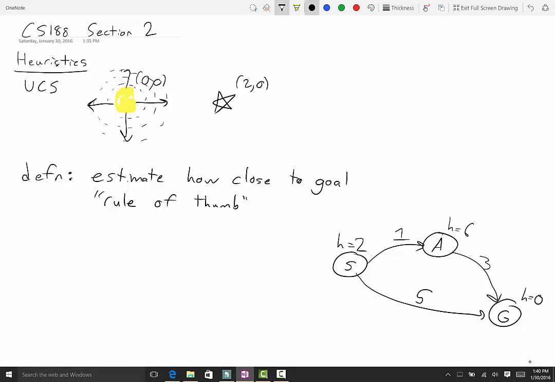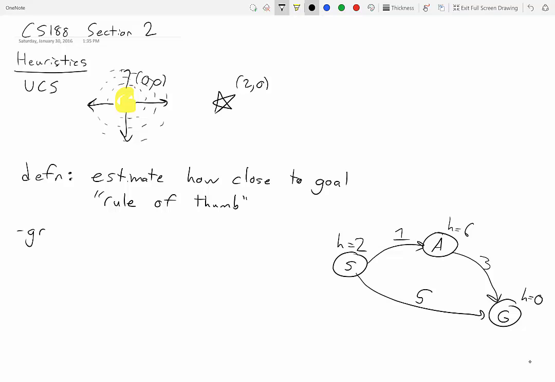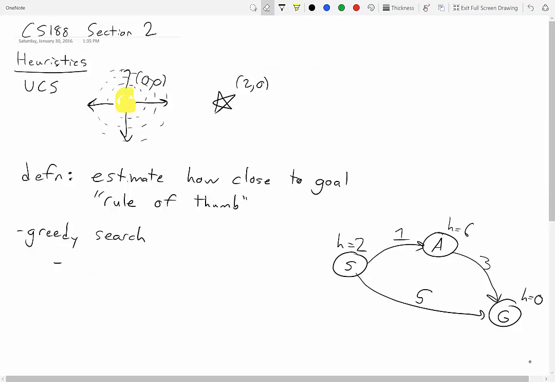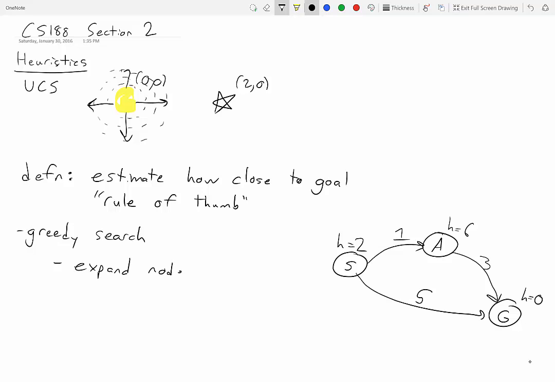So with these heuristics comes our first search algorithm, and that's greedy search. Now, greedy search is pretty simple. Given your fringe, expand the node with smallest h, which is your heuristic.